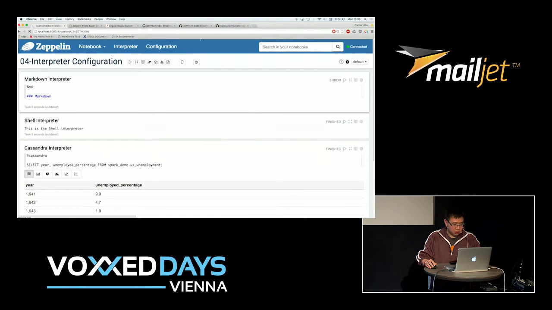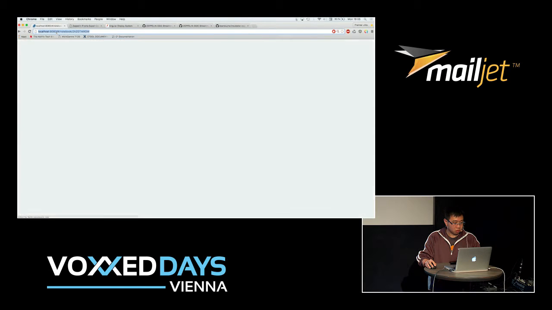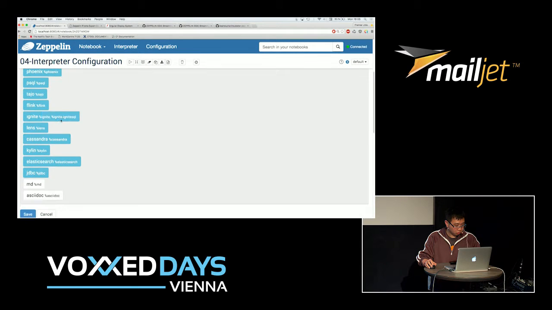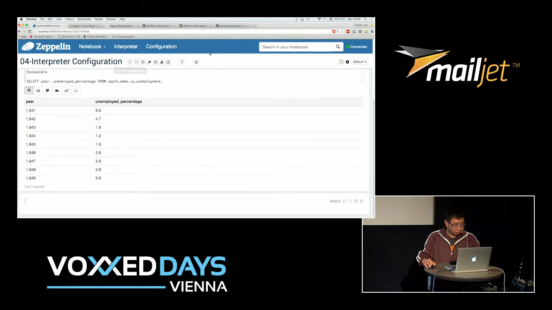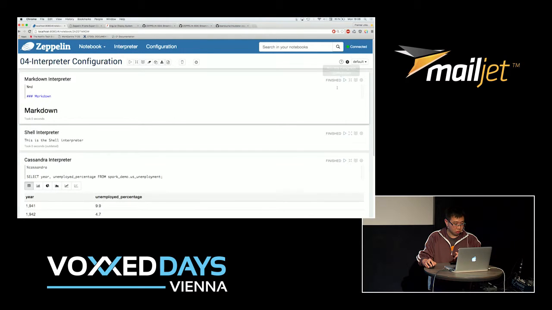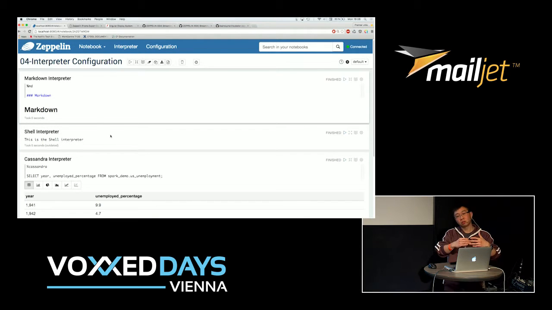Why is it freezing like this? Now if I put back Markdown, okay, Markdown, error, MD interpreter not found. If I put back Markdown, it should work. Okay. So for each paragraph in one node, you can change your backend. You can switch from shell to Markdown to Cassandra to Spark to PostgreSQL to Elasticsearch to whatever you wish.